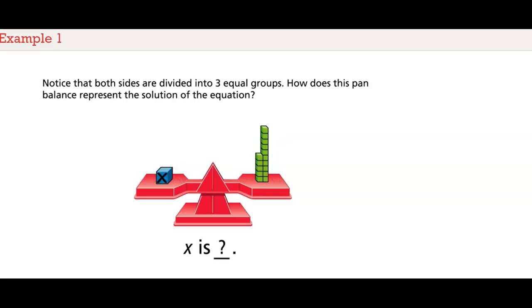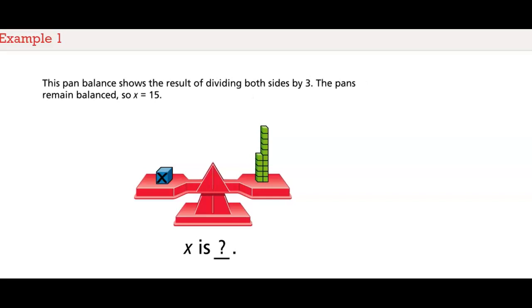How does this pan balance represent the solution of the equation? This pan balance shows the result of dividing both sides by 3. The pans remain balanced, so x equals 15.